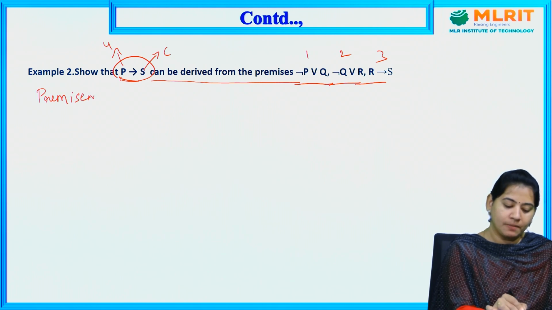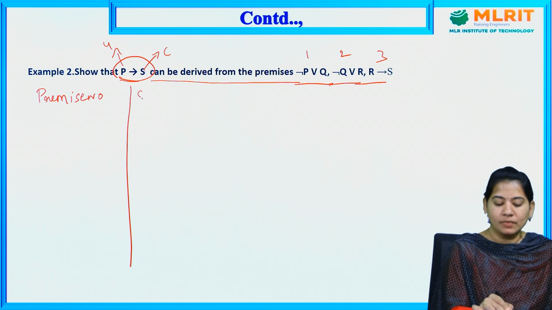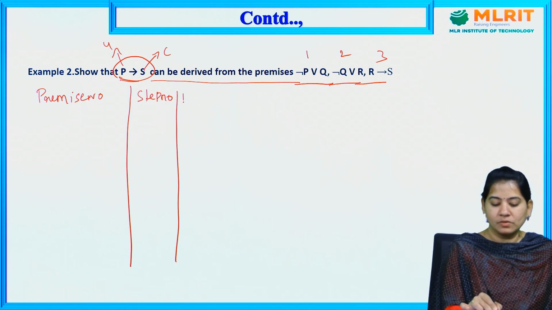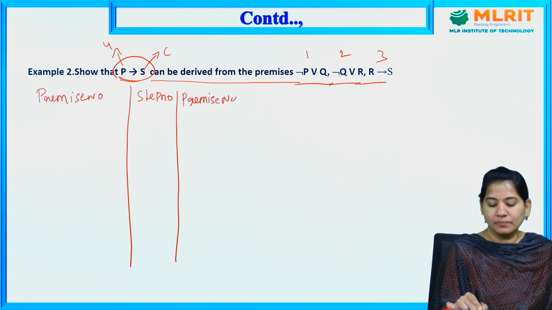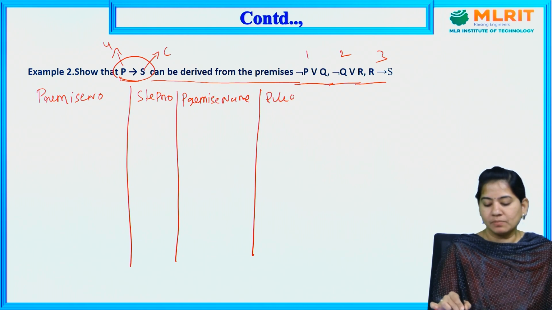Premise number, and here step number. So here premise name, and here rule of inference.